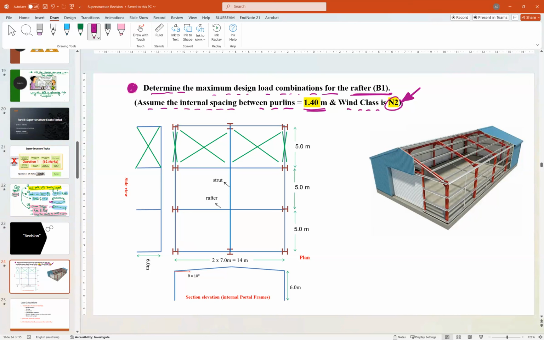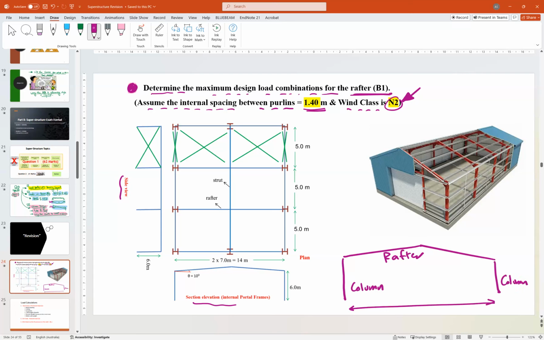So some of the information will be given to you to reduce the time needed to solve it. For example, if we have this plan with this elevation view, this side view, and this is the shed. As you can see, this is our rafter. This is our column. This is our column. The rafter span is the total span here, given as 14 meters. It is required to find the maximum or the design load combination for the rafter.